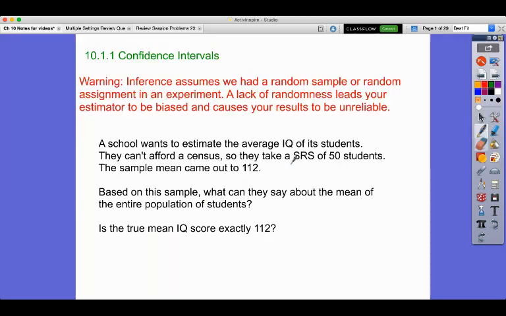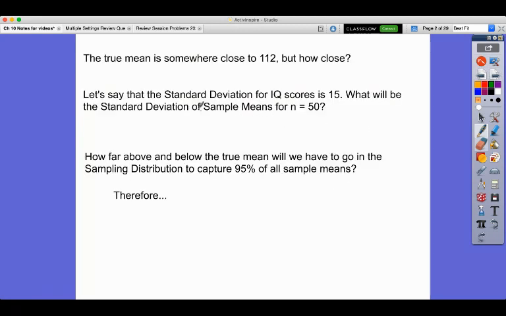Well, since this is a simple random sample of 50, it should be representative of the population. And so we don't want to say that it's exactly 112, but we can say it's close to 112. The mean of the entire population, so mu is close to 112. Okay? But how close? Well, we want to go some window away from it, but there's a specificity that we need.